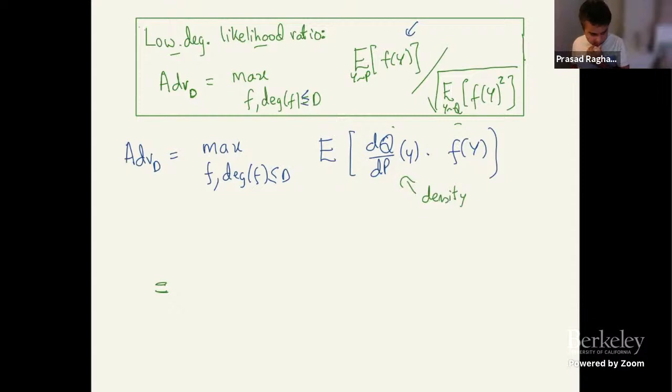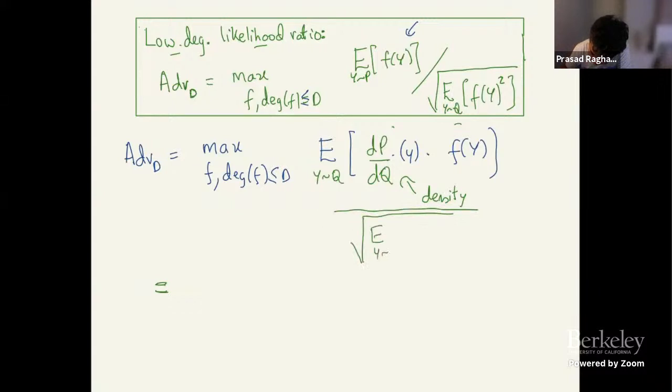Sorry, did I make a mistake here? I think I should say dP by dQ. Yeah. So y from Q, that's the numerator. And the denominator is the square root of expectation over y from Q of f of y whole squared. Okay, so now you have the same sort of expectation in the numerator and denominator.